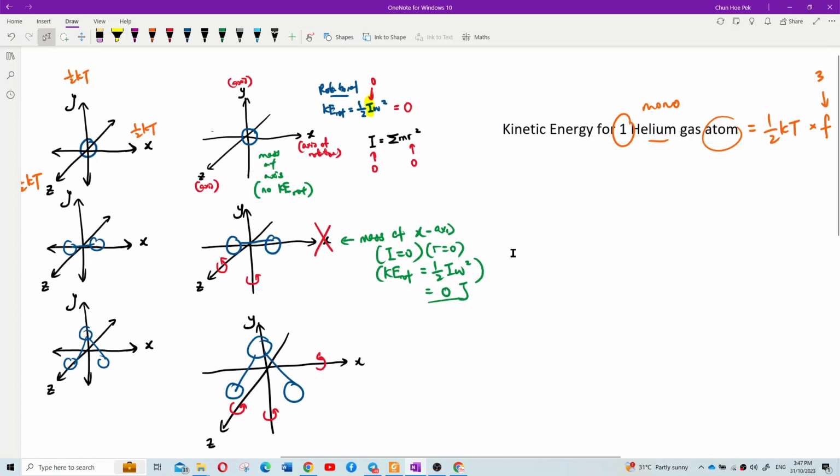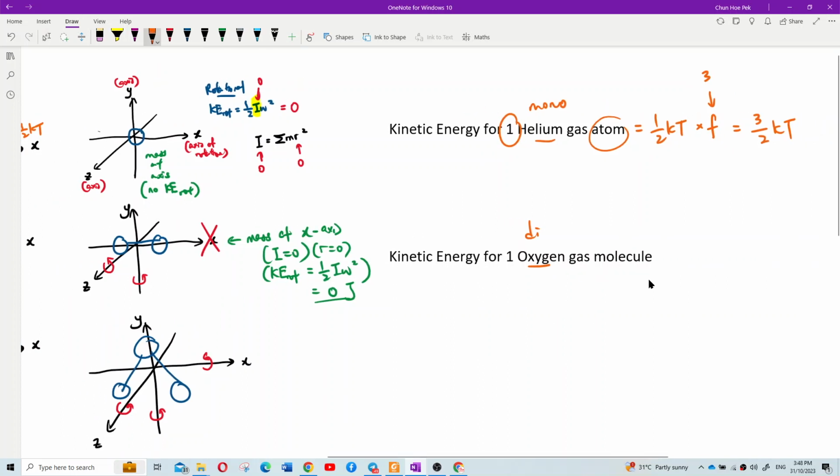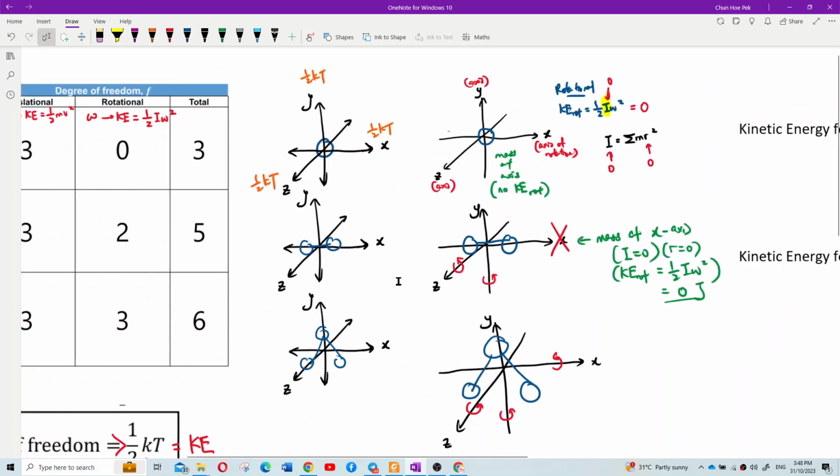Now, let's modify the question. Let's say now I'm using oxygen or hydrogen. What is the kinetic energy for one oxygen? Oxygen is diatomic. This is not an atom already, this is a molecule. One oxygen molecule is diatomic. What's the kinetic energy for one oxygen gas molecule? It is half kT multiplied by the degrees of freedom. How many degrees of freedom does it have?